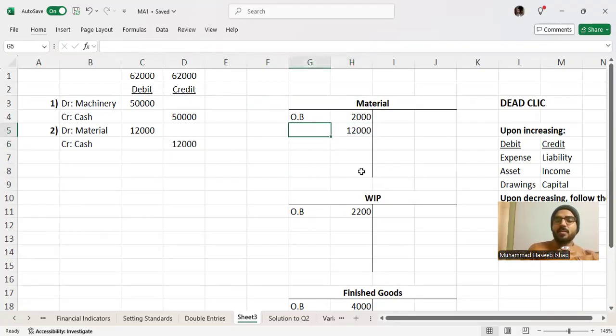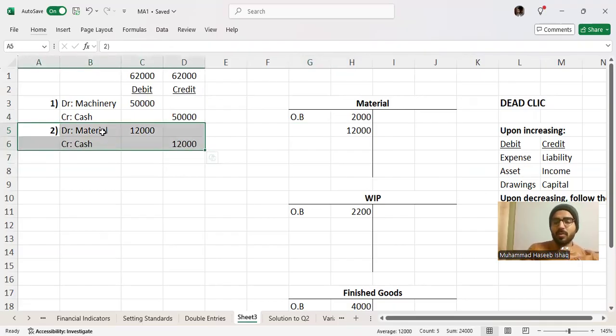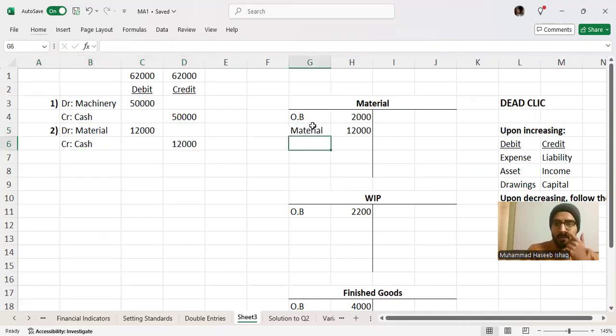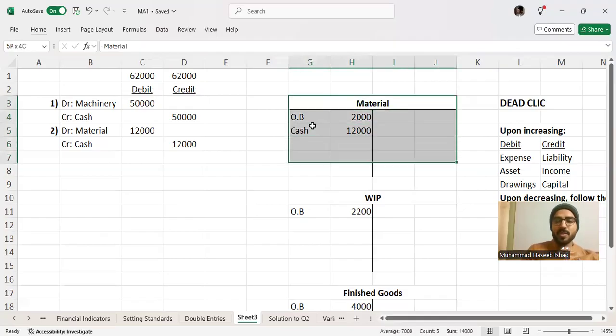And what do we write here? In the second transaction, you must note that only two account names are used, material and cash. If we write material here, it will not make sense or provide any useful information, because the heading on top is also material. So we write the name of the opposite account that is being credited. The cash account is being credited, so we will write cash here. This is how you post the entries to the accounts.